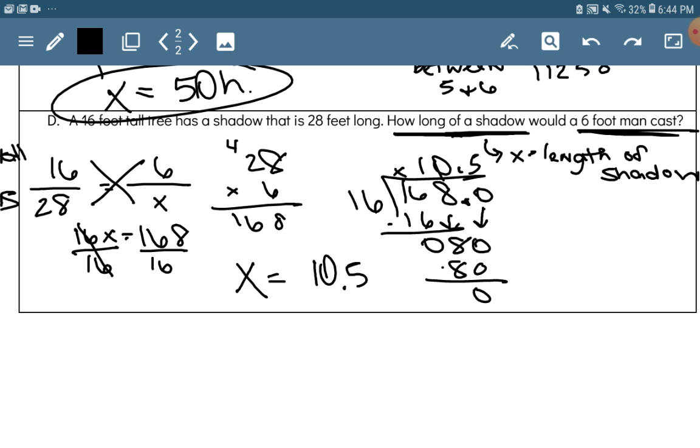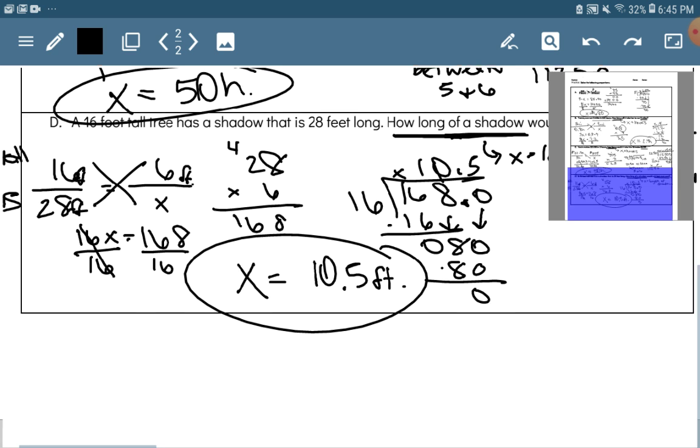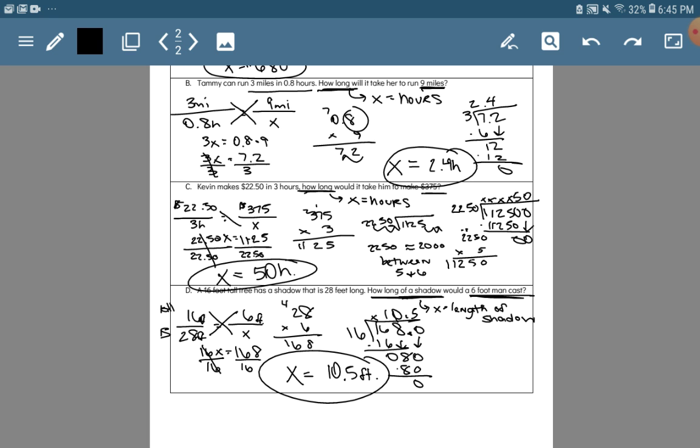Now I need my label. It just so happens that all of these have a label of feet because I'm talking about either how tall or how long a shadow is. So my label of 10.5 will also have a label of feet. The key here is the setup. If we set it up incorrectly, it kind of ruins your whole answer. So if you're ever not sure about the setup, ask your teacher. Check in if you have any questions.